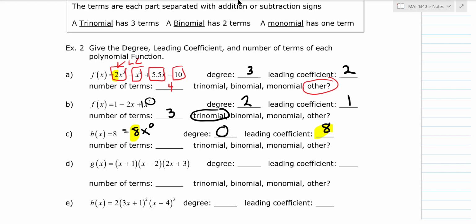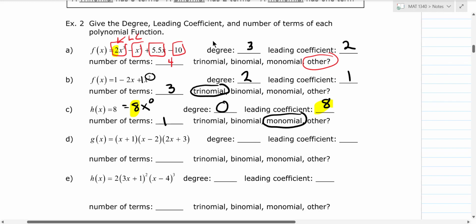Don't let that trick you. A number is a 0 degree polynomial. It has 1 term. The only term is 8. So that's called a monomial, like that. Okay? All right, so that's kind of the special case. Any questions so far? Okay, don't let that constant term throw you.